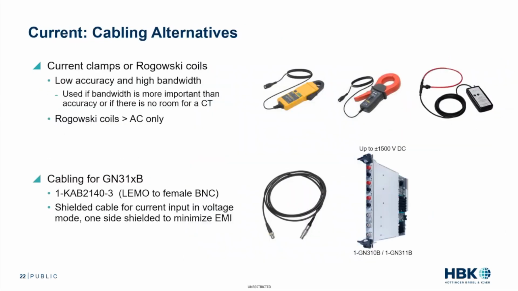Some alternatives for cabling, depending on your application. Sometimes if bandwidth is more important than accuracy, or if you don't have any room for a CT, you can use a current clamp or a Rogowski coil. Keep in mind, though, that you do have lower accuracy with current clamps and Rogowski coils, and Rogowski coils only measure AC, not DC. You can conveniently use these different alternatives for measuring current with the power card as well, using a nice shielded cable that provides a BNC output for a BNC input for this particular power card.